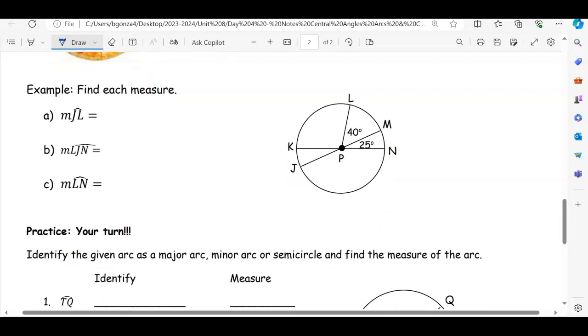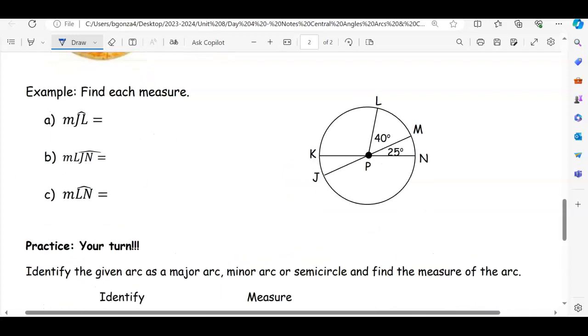Example right here. We need to find each measure. Now, didn't I just say the center equals the outside arc? So look, this central angle is 40. What is LM on the outside going to equal? 40. Okay, so let's write that on the outside. If the center is 40, the outside is 40. Isn't that very, very easy? Okay, what about if the central angle is 25? What's MN going to be? Arc MN is also going to be 25, right? So that stuff is pretty straightforward. Don't fall asleep.